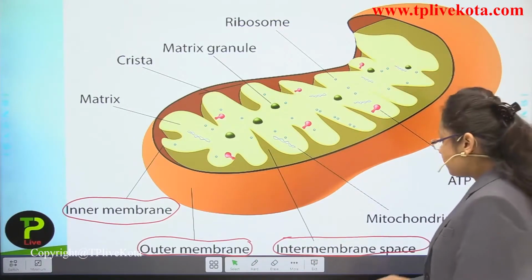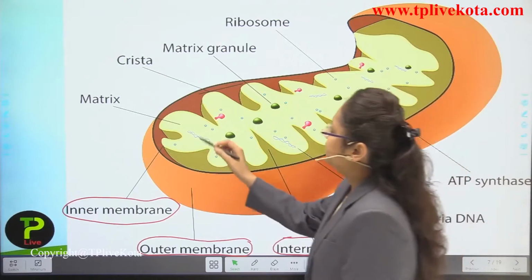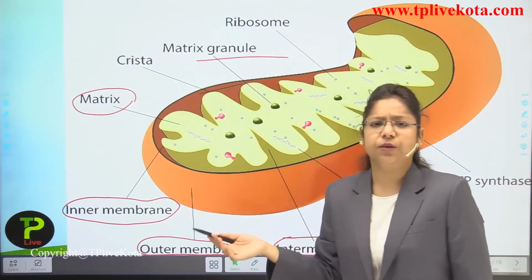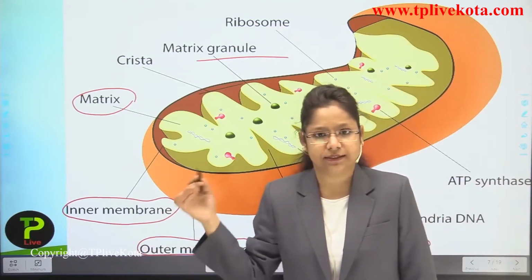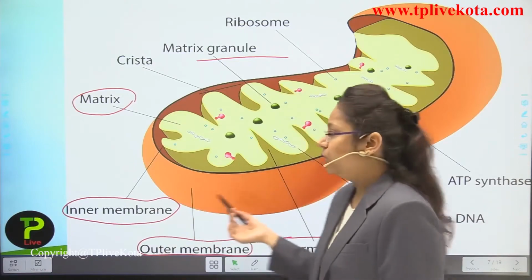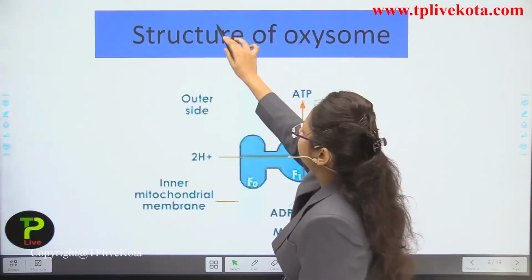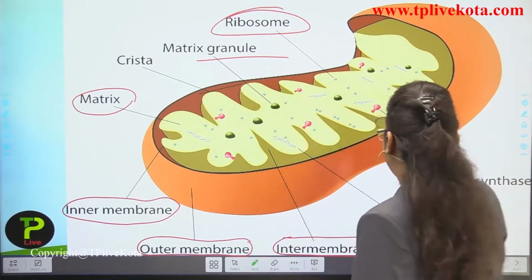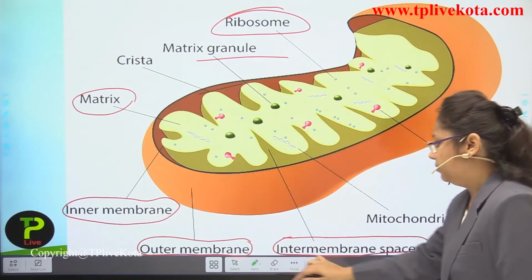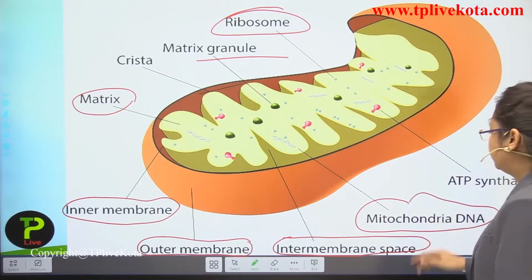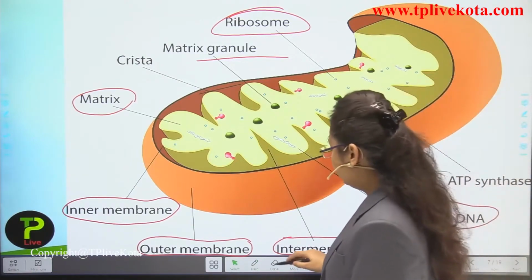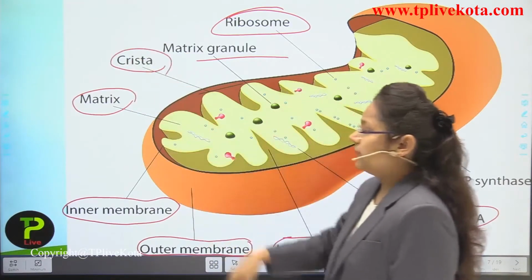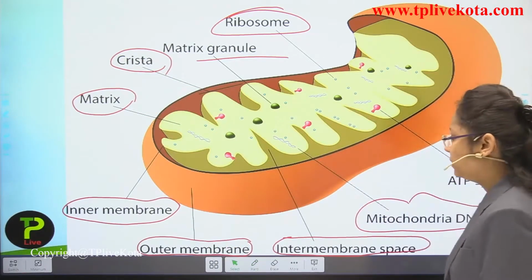Okay, now if we talk about the matrix part, then it is known as matrix. Okay, then matrix granules. Matrix granules means the proteins, lipids and any other thing which is present inside the matrix, they are known as granules. Okay, now the ribosome is also present, and mitochondrial DNA. DNA means deoxyribose nucleic acid. Now crista, these are the enfoldings which are present. These enfoldings are known as what? Crista or cristae, you can pronounce it like that also.